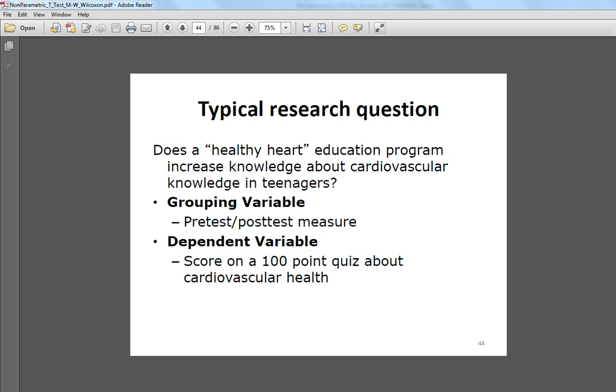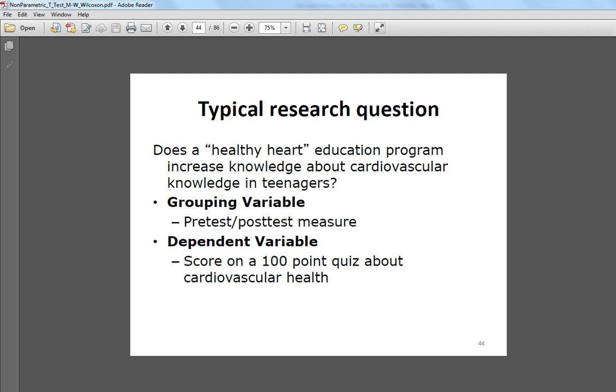All right, going back here, what is your typical research question then in a paired t-test? Well, one example that we have is, does a healthy heart education program increase the knowledge about cardiovascular health in teenagers? Well, your grouping variable would be a pre-test and a post-test measure. And your dependent variable would be the score on a 100-point quiz about cardiovascular health. And your SPSS will immediately give you your t-test statistics.